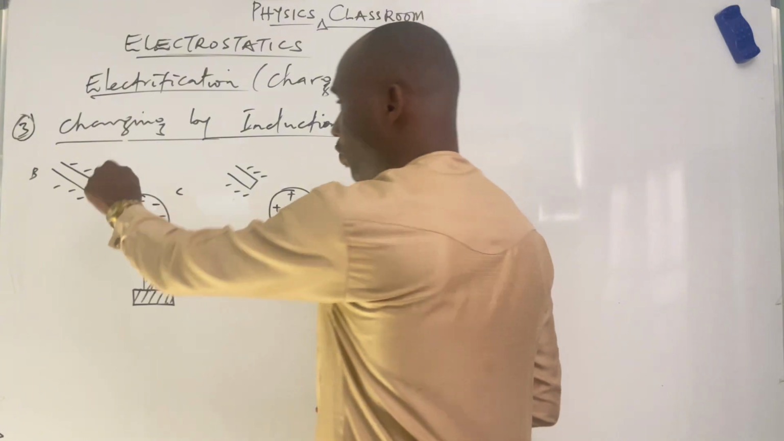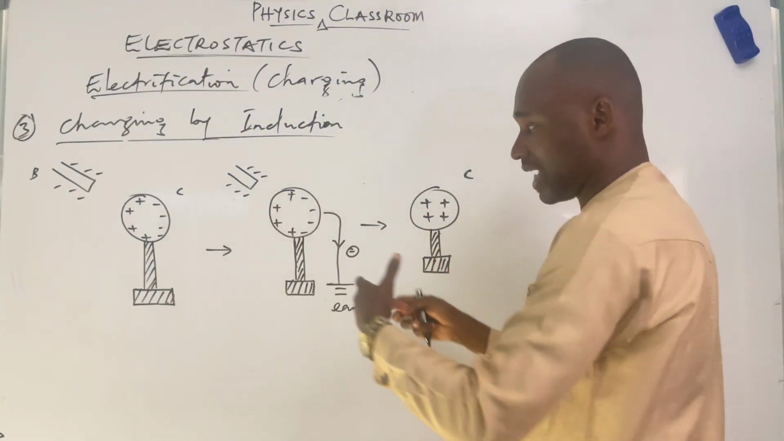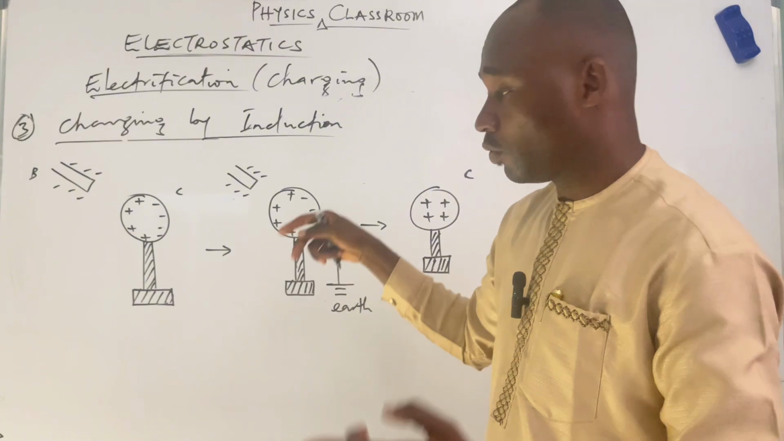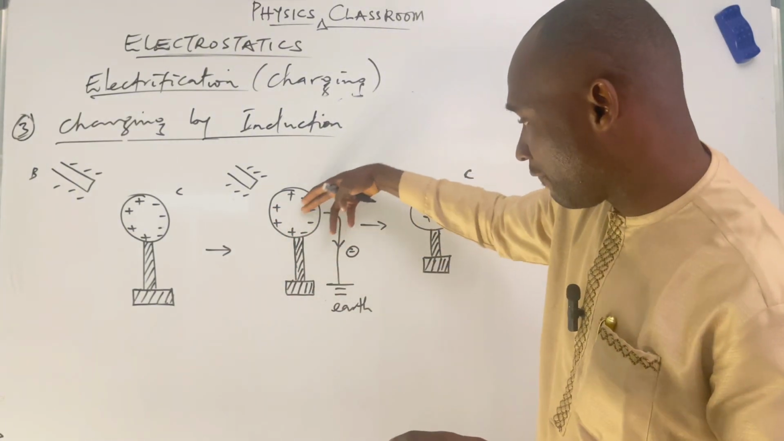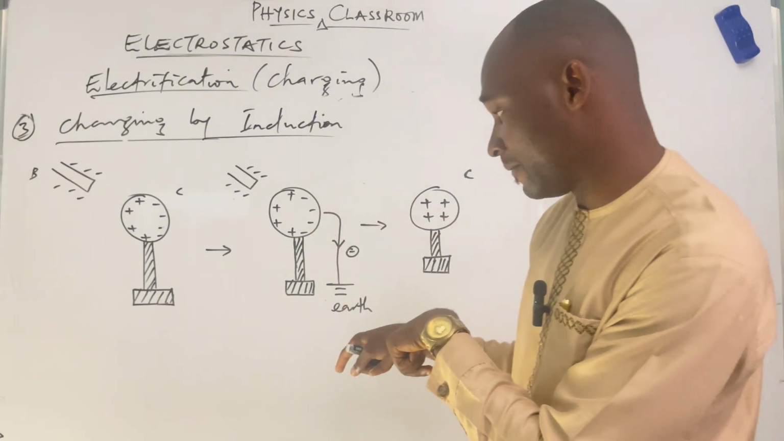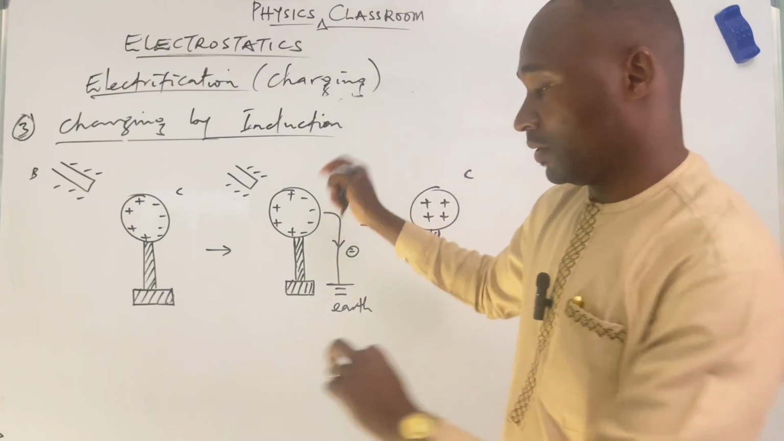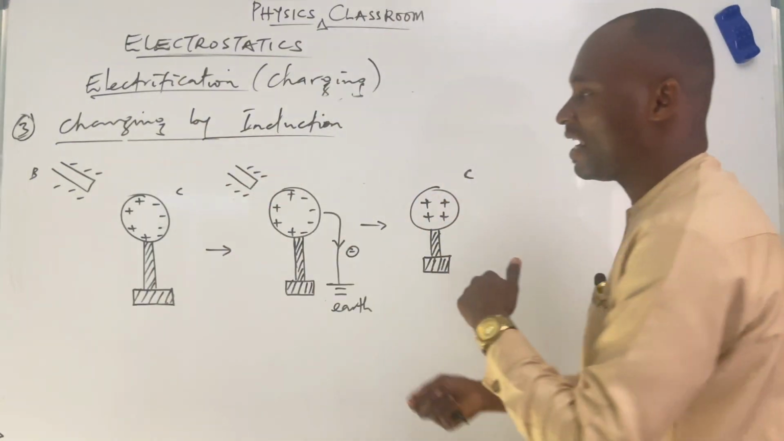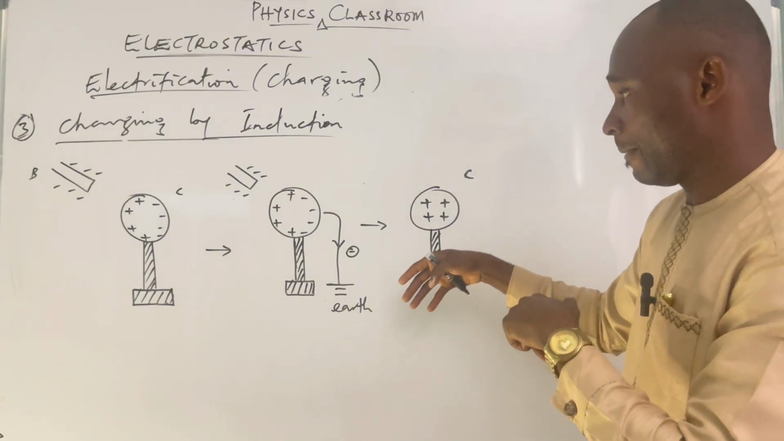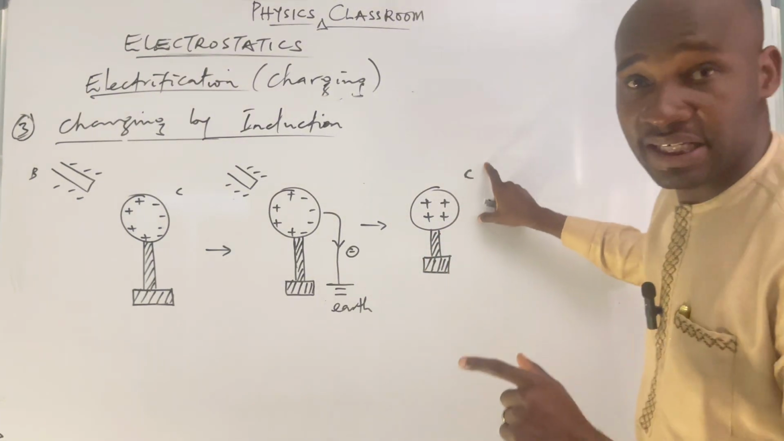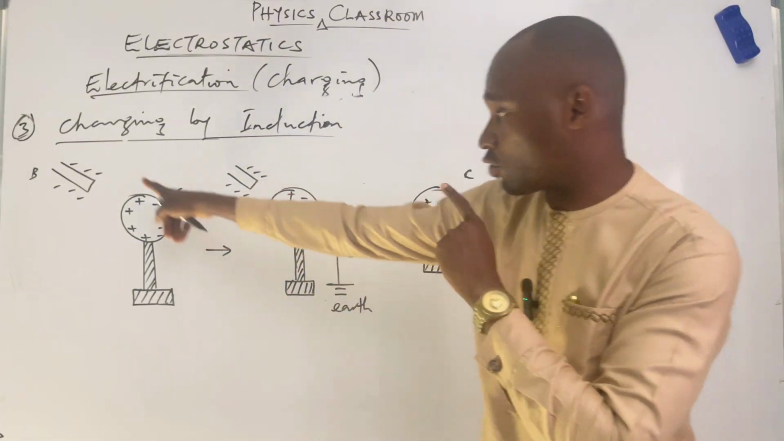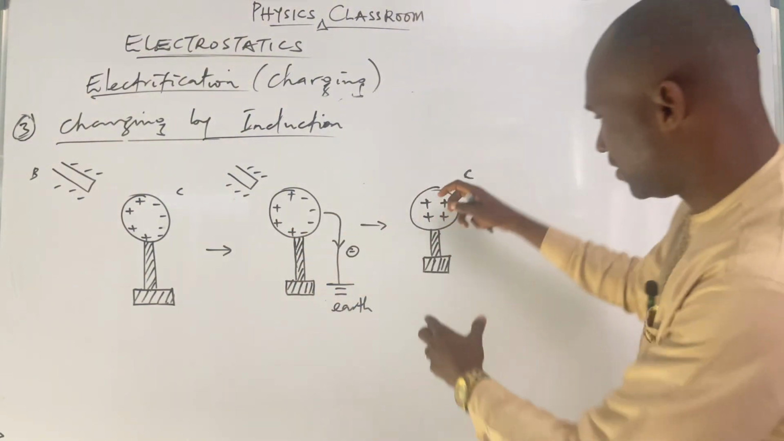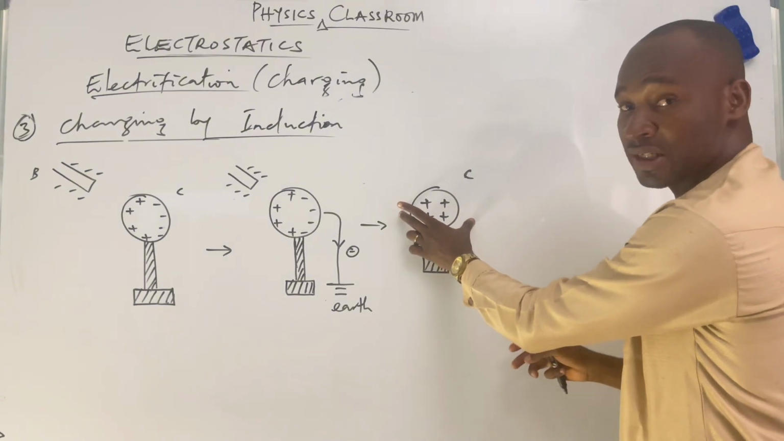So by the time we introduce an earth, or we touch using the finger, we realize that electrons will now flow through the earth, or flow through the finger and enter the earth, such that when we now move this one back a bit, we realize that there will be an electron deficit in the conductor C here, so that all the negative electrons would have entered the earth like this. So at the end of the day, we'll be having only the positive charges here.